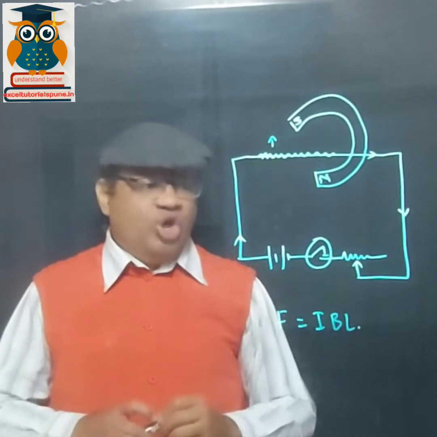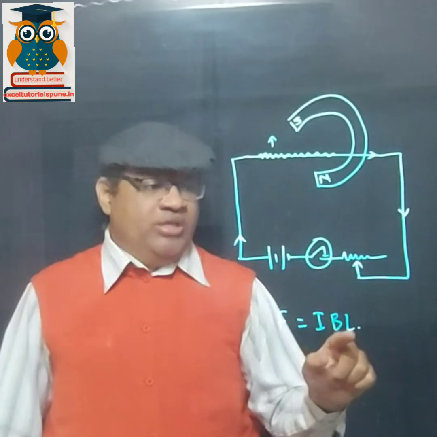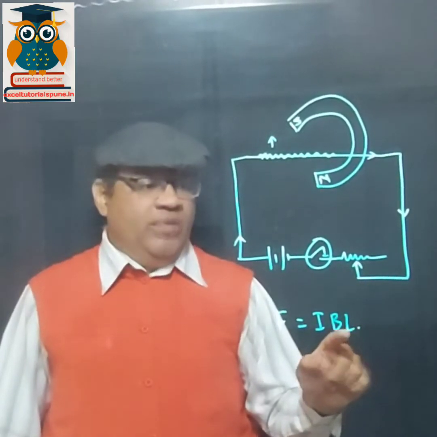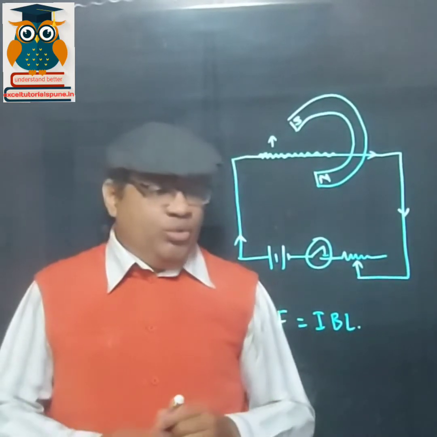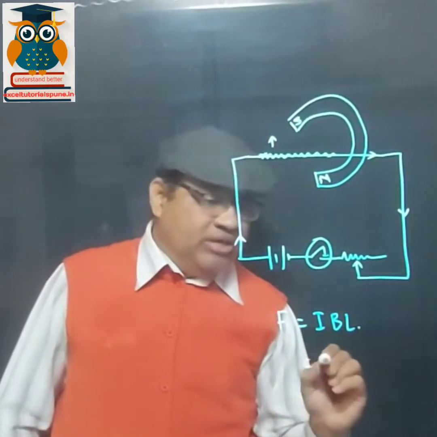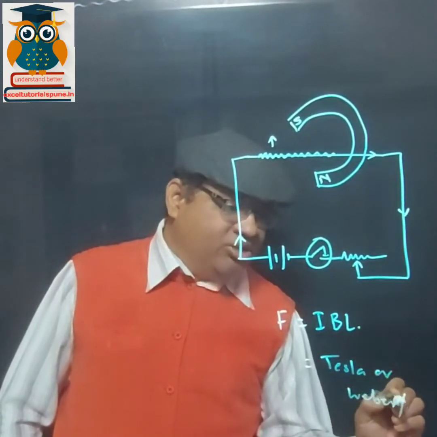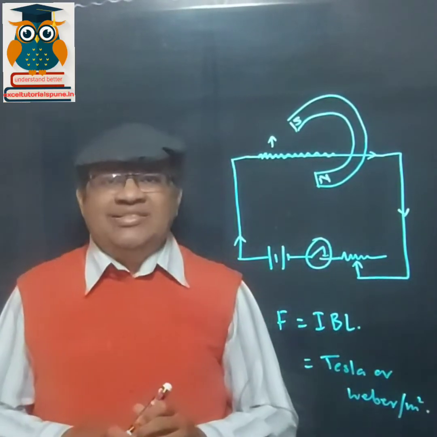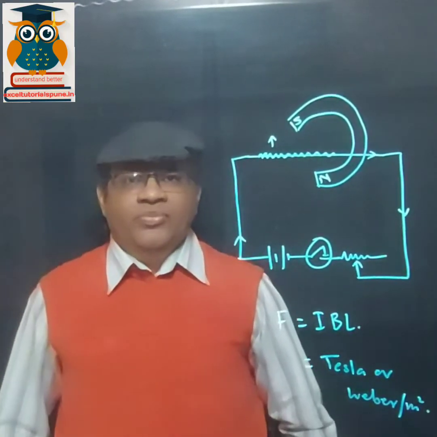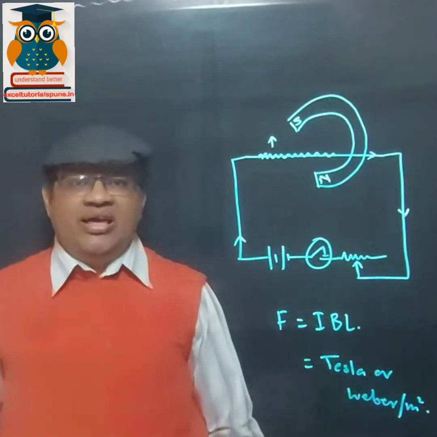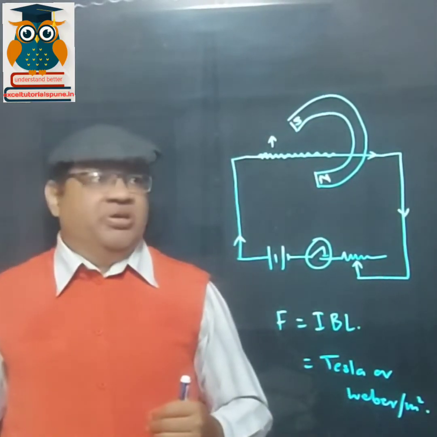So the force depends on three parts: one is current, one is magnetic field, one is the length of the wire. So F is equal to BIL. And the unit of the magnetic field is Tesla or Weber per meter square. You must have heard about Tesla cars. They are battery powered cars in America. The company name Tesla has been taken from here.